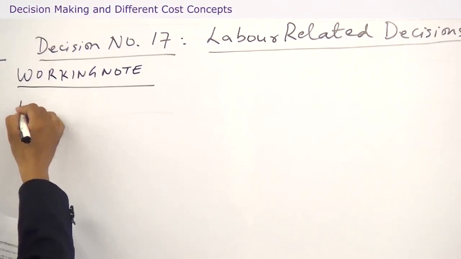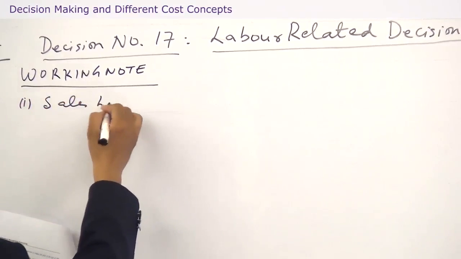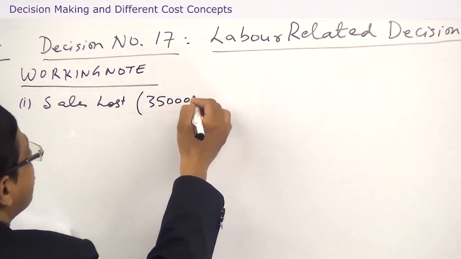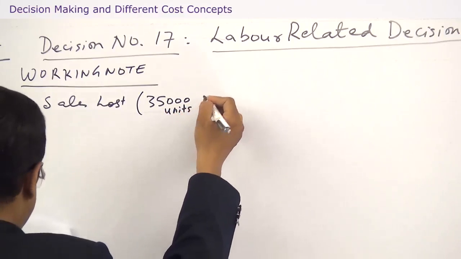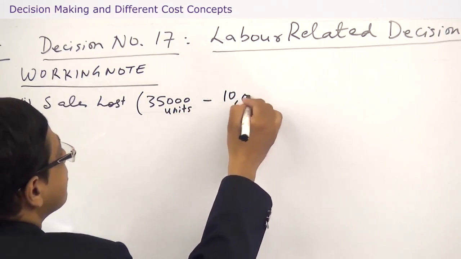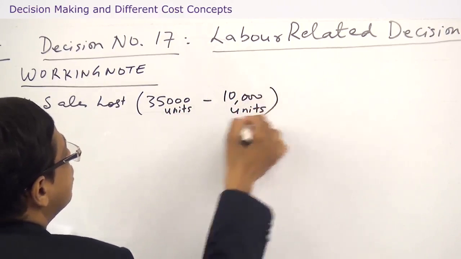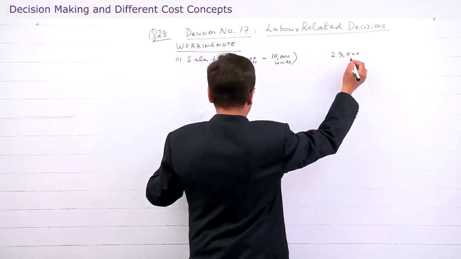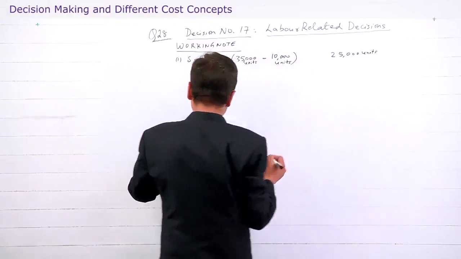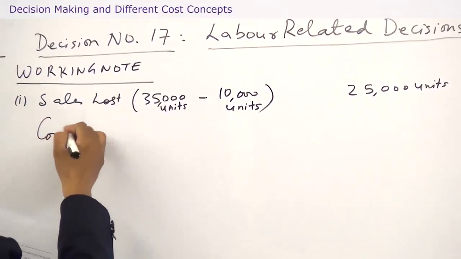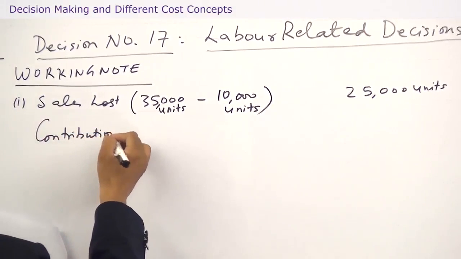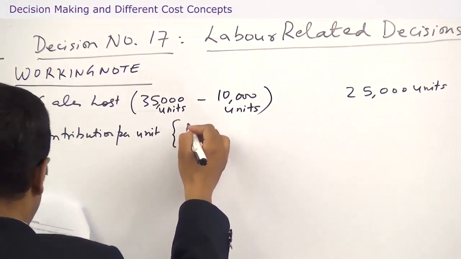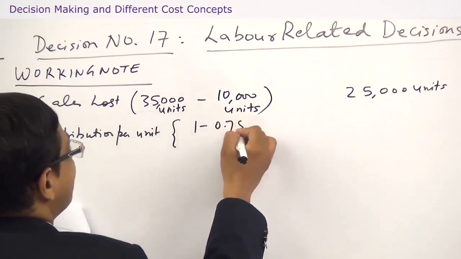Number 1, sales lost is 35,000 units minus 10,000 units, right? So you lose 25,000 units. The contribution per unit is 1 minus 0.75 rupees.